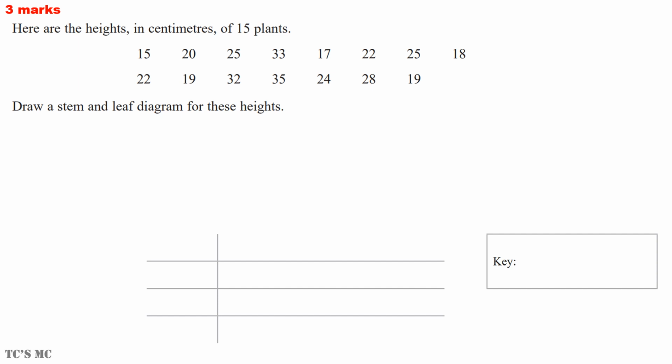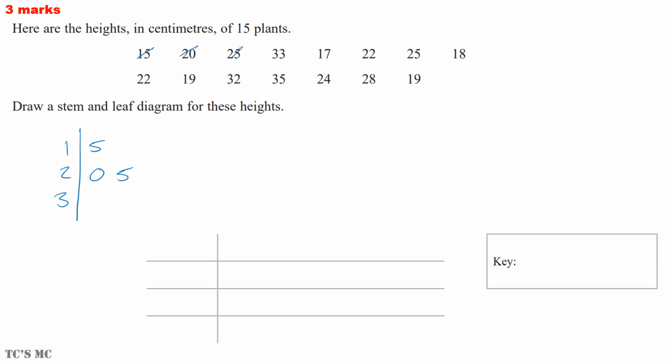Here are the heights in centimetres of 15 plants. Draw a stem and leaf diagram for these heights. First, I'm going to draw a draft version. 1, 2 and 3 are the stems. For 15, I will write 5. 20, I will write 0. For 25, I'm going to write 5.